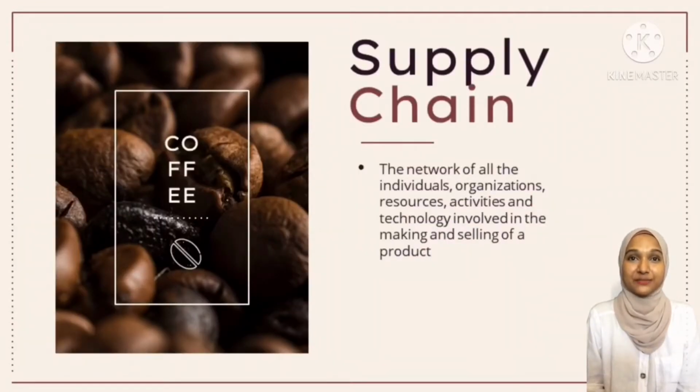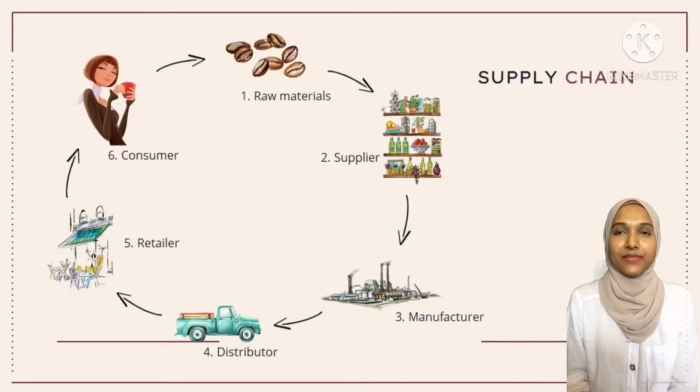First off, what is a supply chain? It is the network of all the individuals, organizations, resources, activities, and technology involved in the making and selling of a product. This is an example of a supply chain, where it starts with the raw materials, and in our case, coffee beans, and then it goes to the supplier where the coffee beans are packed and bulked, which is sent to the manufacturer, where the coffee beans get processed into refined coffee beans.